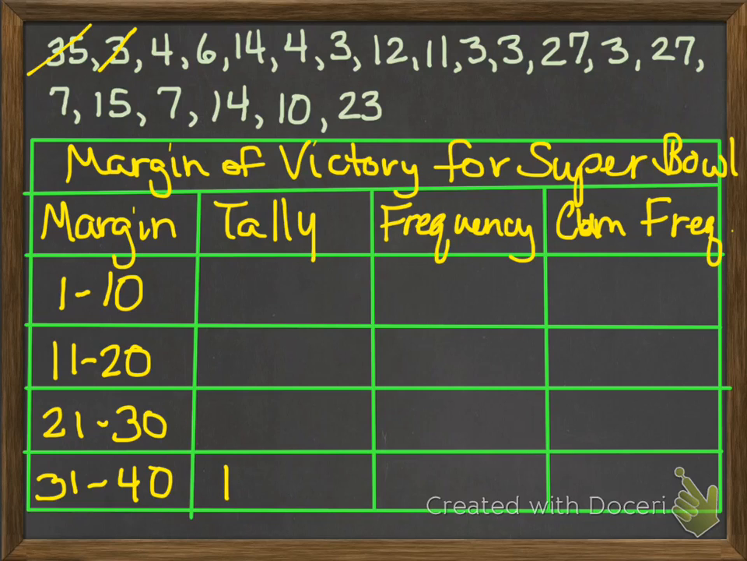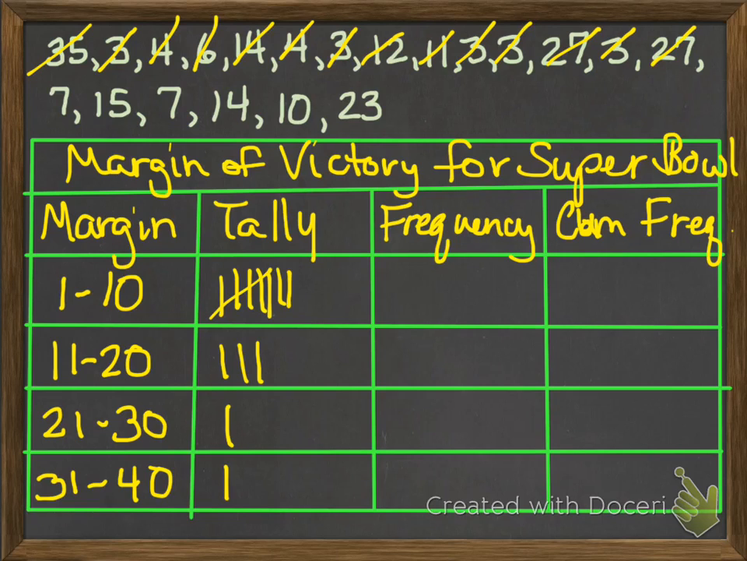35, 3, 4, 6, 14, 4, 3, 12, 11, 3, 3, 27, 3, 27, 7, 15, 7, 14, 10, and 23. So now I'm going to add up my frequencies.